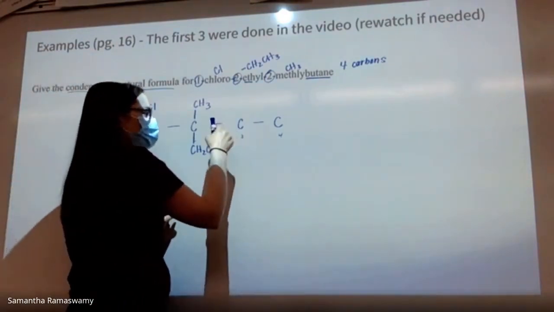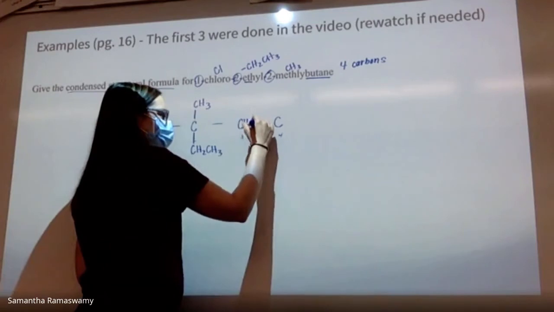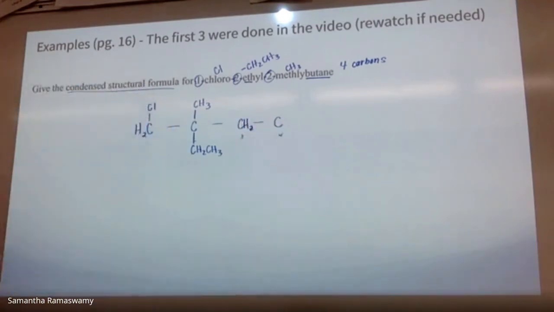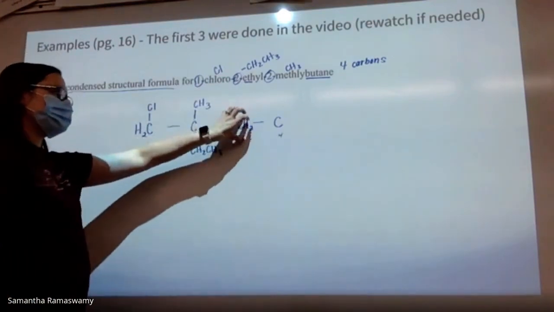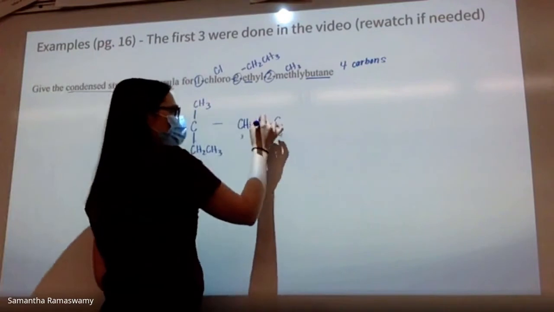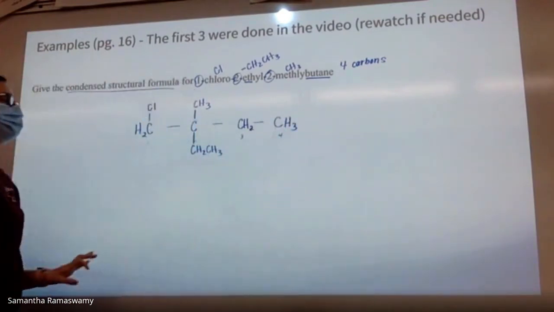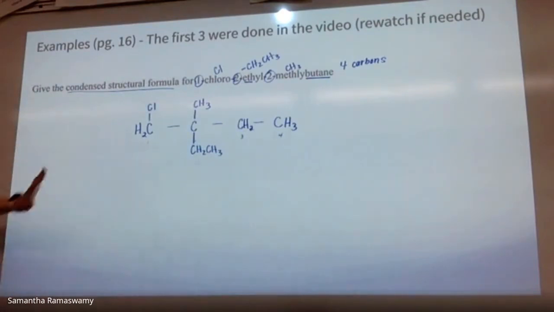This carbon has 2 bonds. It needs 2 more. So I'm going to show the CH2. So basically, instead of having an H on top and H on bottom, we're condensing them together. That's the condensed formula. And then this carbon on the end has 1 bond. It needs 3 more. This is our answer. This is our condensed structural formula for 1-chloro, 2-ethyl, 2-methyl butane.